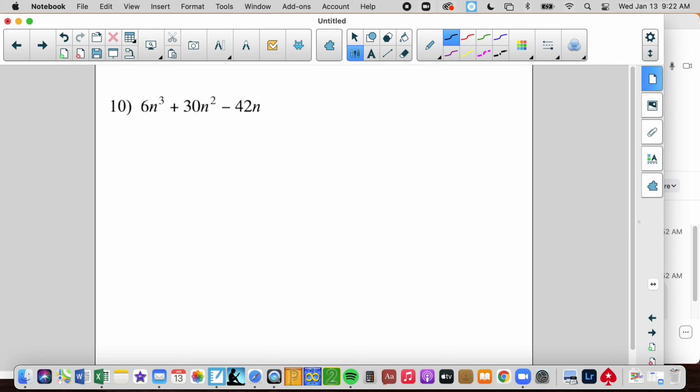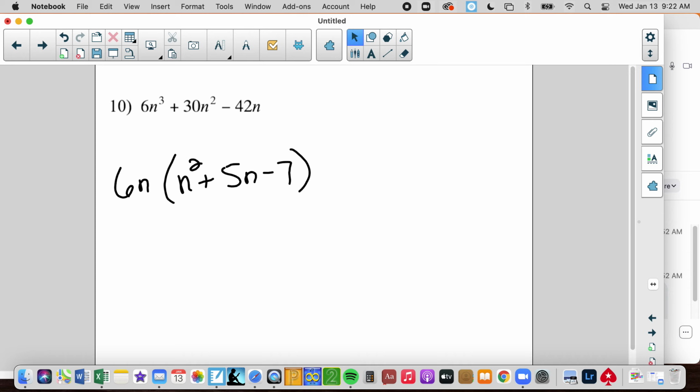6, 30, 42, 6 goes into each of those, and I can take out an n. So that leaves me with n squared plus 5n minus 7. That's how fast you could do those. I would advise you to do the prime factorization until you get really good. Come and see me.